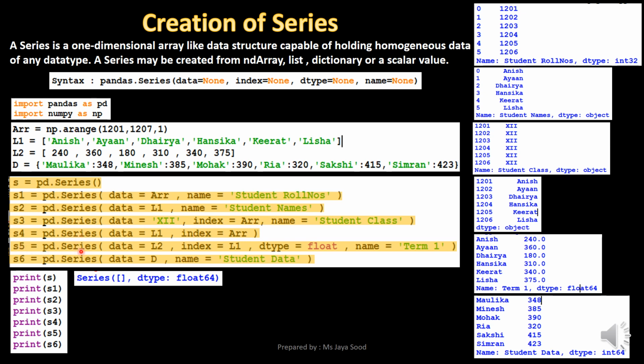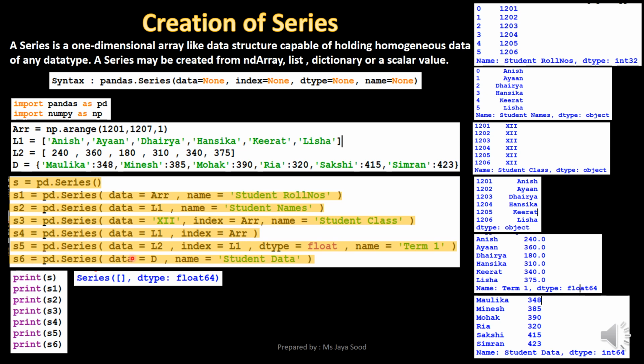S5 is a series which is created by passing the list of marks L2 as the data and the list of names L1 as the index. The data type of the series is float and the name of the series is term1. When printed, you may see here in the output that the indexes are coming from the list L1, which is a list of names, and the values are coming from the list L2, which is a list of marks. The name of this series is term1 and the data type of the series is float64.